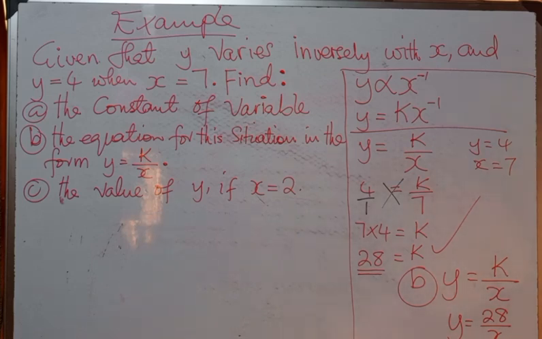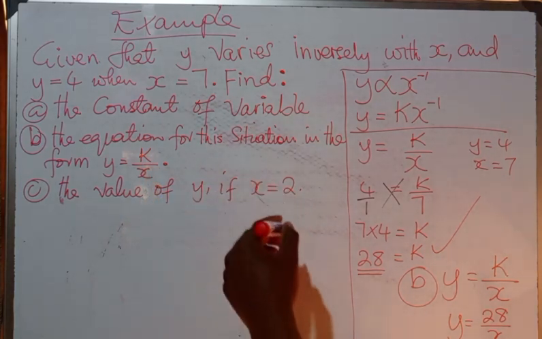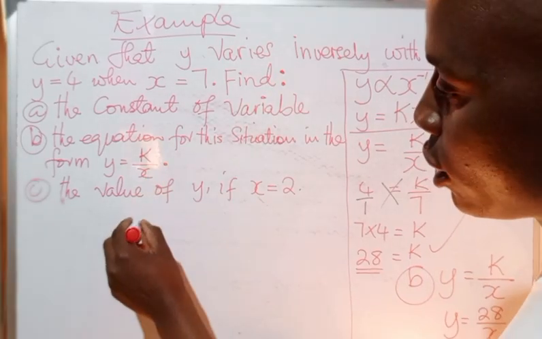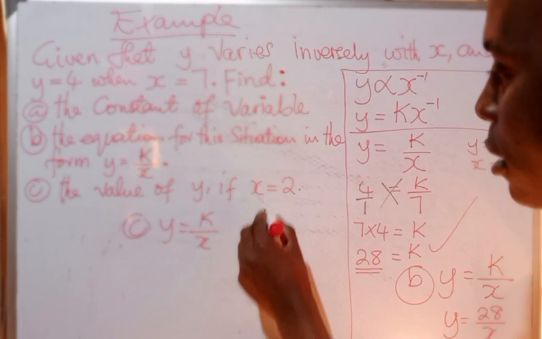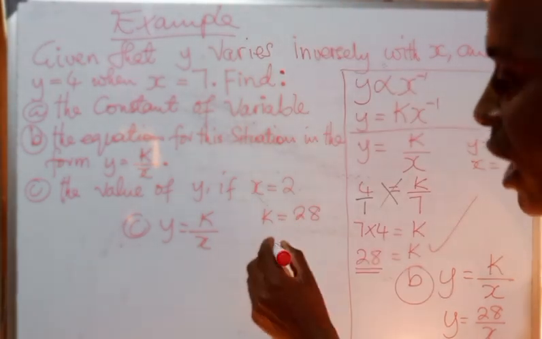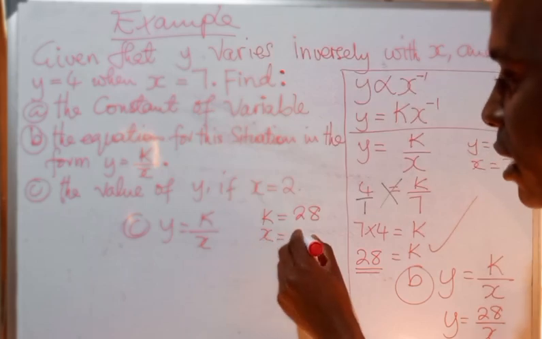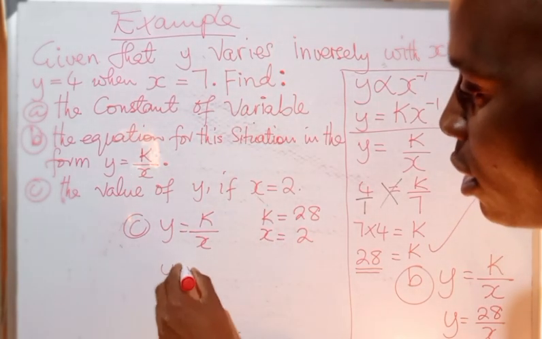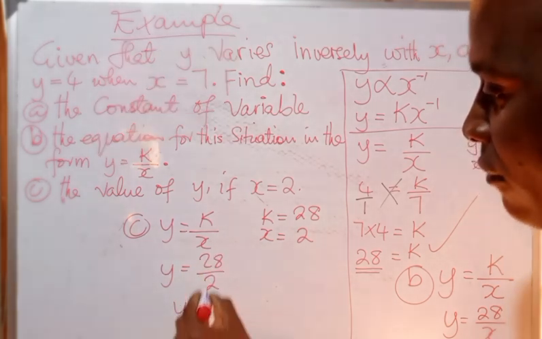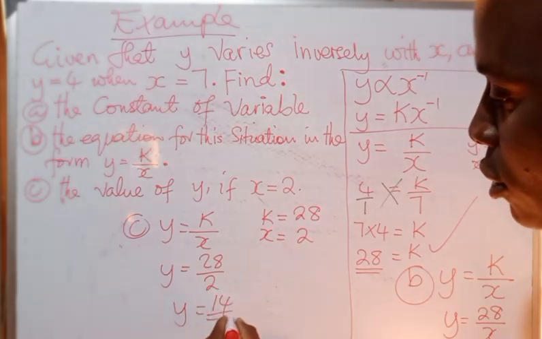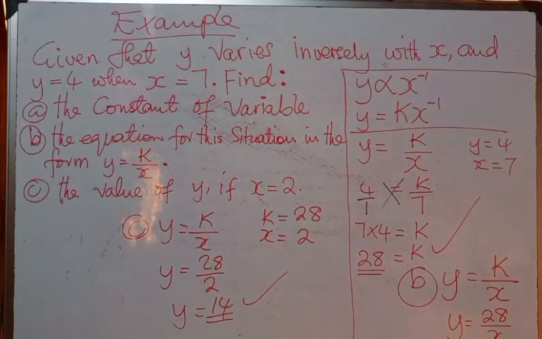This marks the end of question number B, and that is the equation of that variable. Now we go to question number C, where we are finding the value of y if x is equal to 2. So y is equal to k over x. What is our k? We have found that k is 28. What about x? x is 2. So we substitute: y is equal to 28 over 2, and our final answer will be 14, because 28 divided by 2 is 14. We end here with this question.